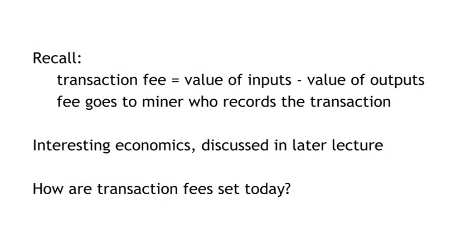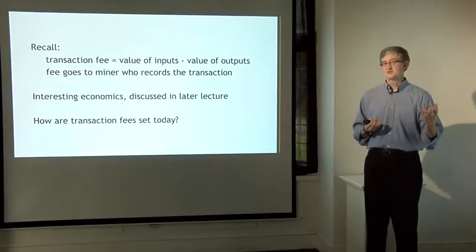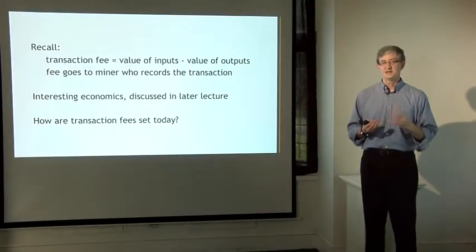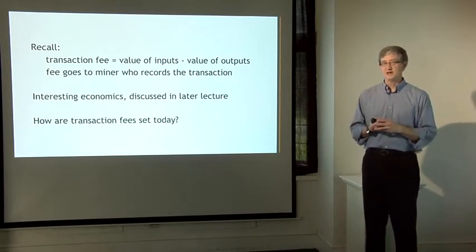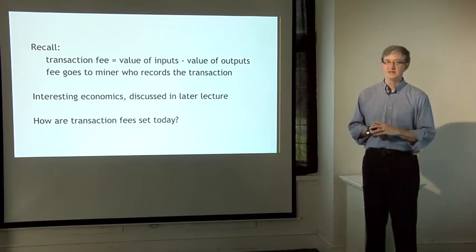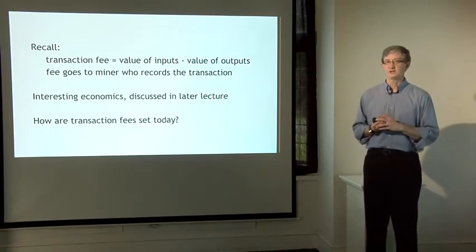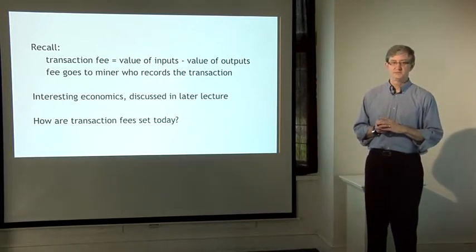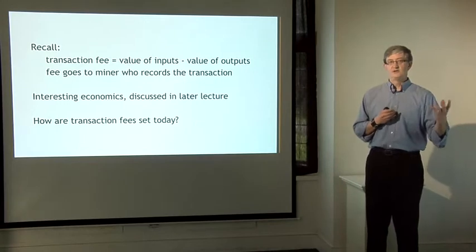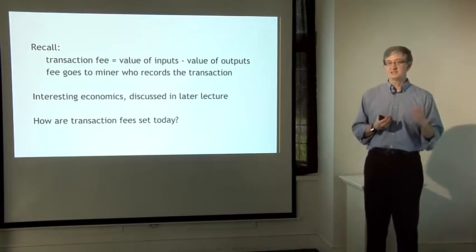pay transaction fees. Now recall from a previous lecture that a transaction fee is just defined to be the difference between the total value of coins that go into a transaction minus the total value of coins that come out. The inputs have to be always at least as big as the outputs because a regular transaction can't create coins. But if the inputs are a little bigger than the outputs, then the difference is deemed to be a transaction fee. And that transaction fee goes to the miner who recorded this transaction, the miner who made the block that records this transaction.